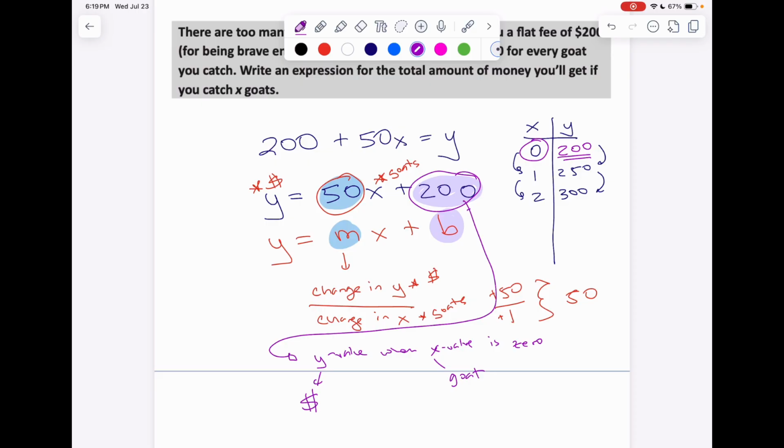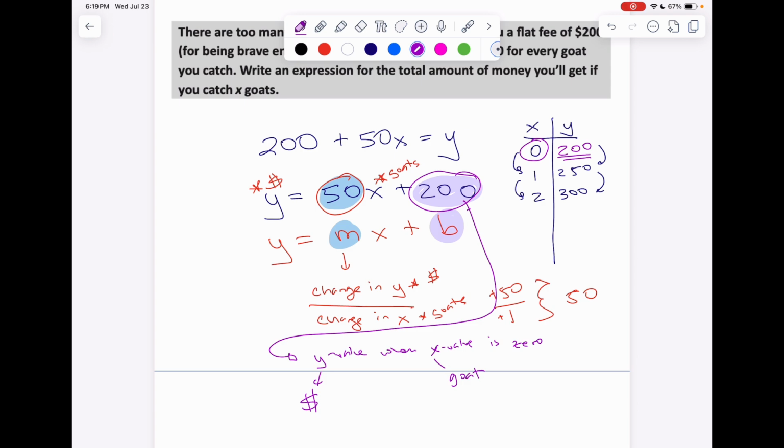So basically, it's a way of saying this is our baseline. This is what we get no matter what. It's not tied to a number of goats or a rate of change. This actually is not changing at all. It's just a constant. It's just kind of sitting there in our equation. It's our given. It's our starting point. It's our baseline.